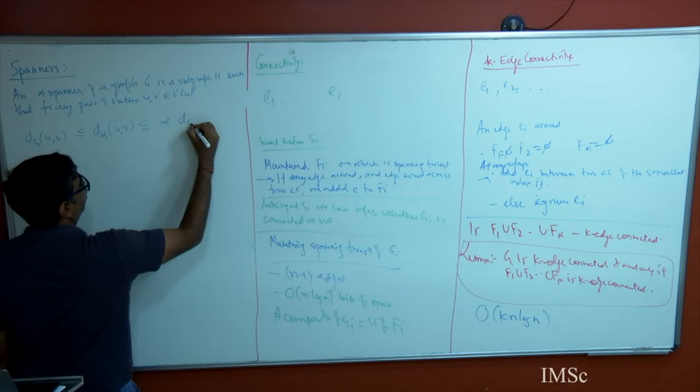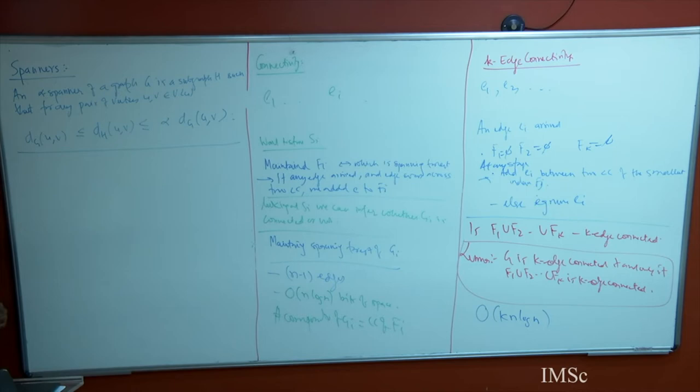So this is what we defined last time. What was a spanner? What is an alpha spanner of a graph G? Basically, it is a subgraph of your graph such that if you look at the distance between a pair of vertices u, v in G, in H it is at least as long as this, but it is not too stretched in H. It is upper bounded by alpha.